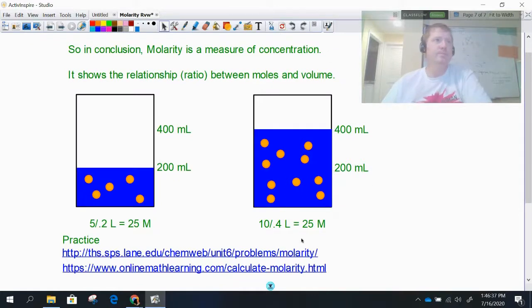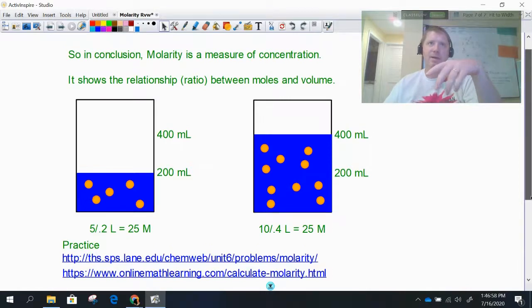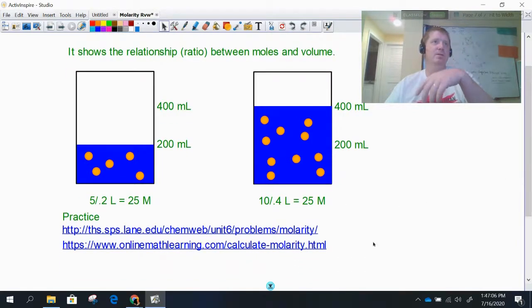Okay. So I have 1, 2, 3, 4, 5 moles floating around in the solution divided by the volume of the solution is 25. Over here, I have 1, 2, 3, 4, 5, 6, 7, 8, 9, 10 moles divided by double the solution. So this is double the moles and double the solution. So it's the same molarity. And so the relationship of molarity just shows you the ratio between the two. It doesn't tell you how much is really in there. It just tells you the relationship between the two.